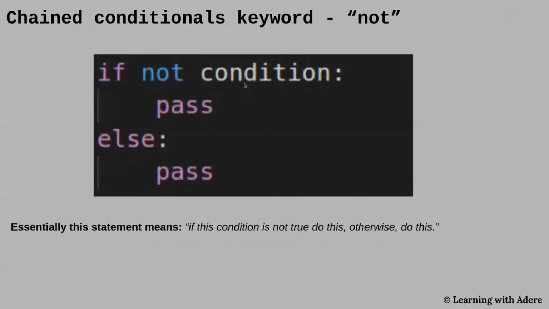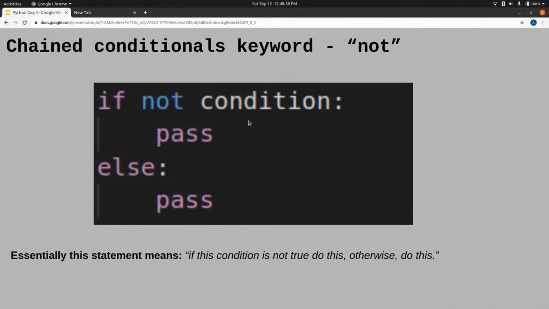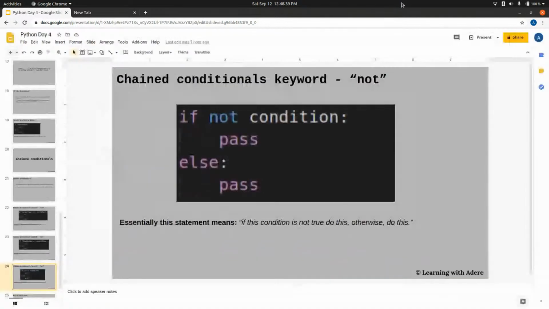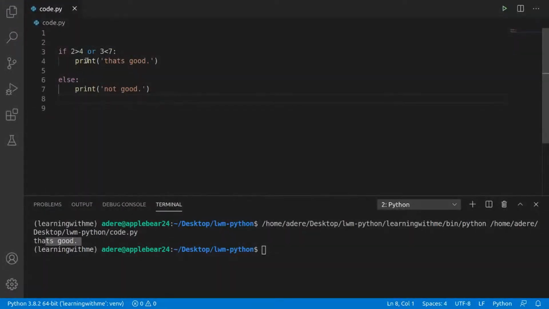Next is not. So not pretty much changes the statement completely, or it changes the ending of the statement, because if we remember, we're always saying if this condition is true, or if this condition is true, or if both of these conditions are true. We always are telling it to do something if it's true. So what not does is now it's telling us that if this condition is not true, then do this. Otherwise, if it's true, then you can do the else statement. So it pretty much alters it. So we're going to try that again for ourselves.